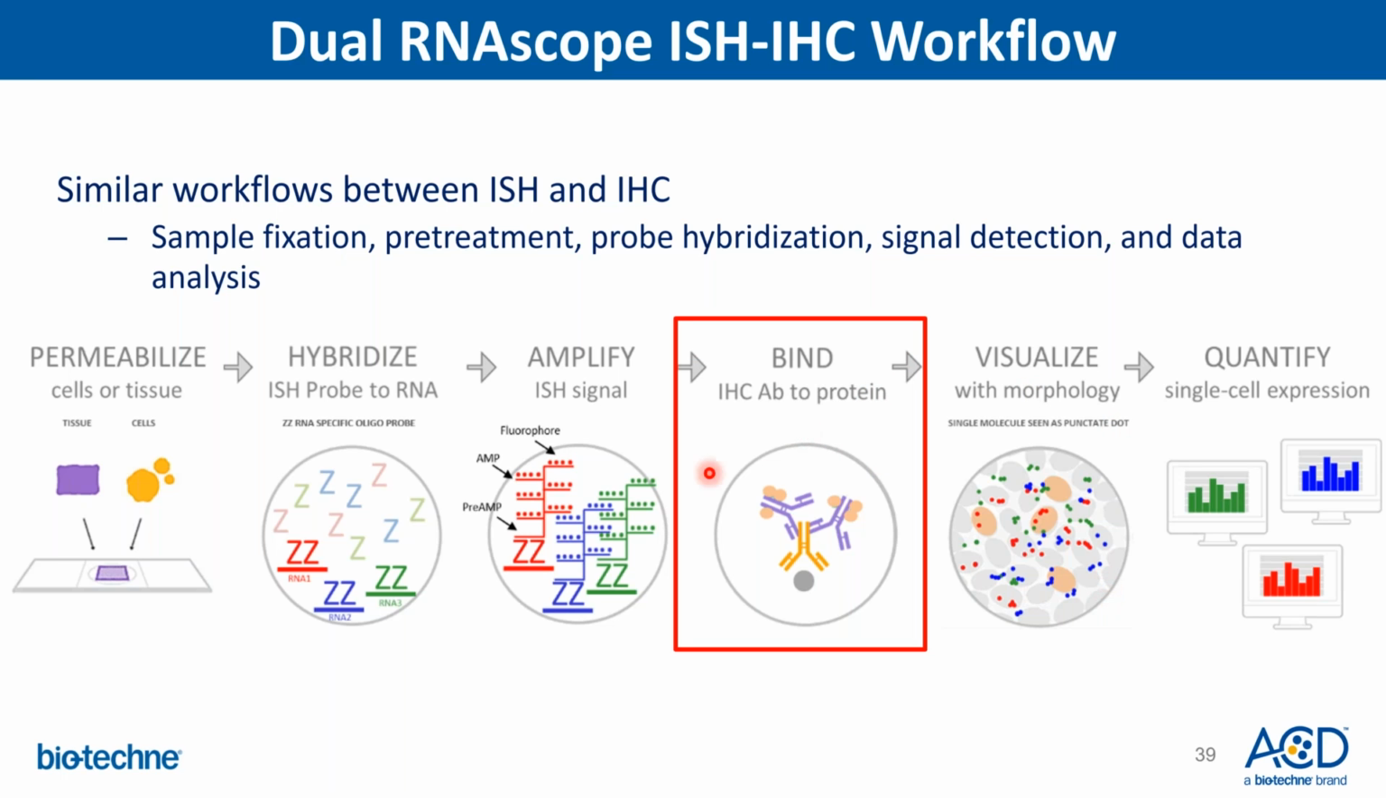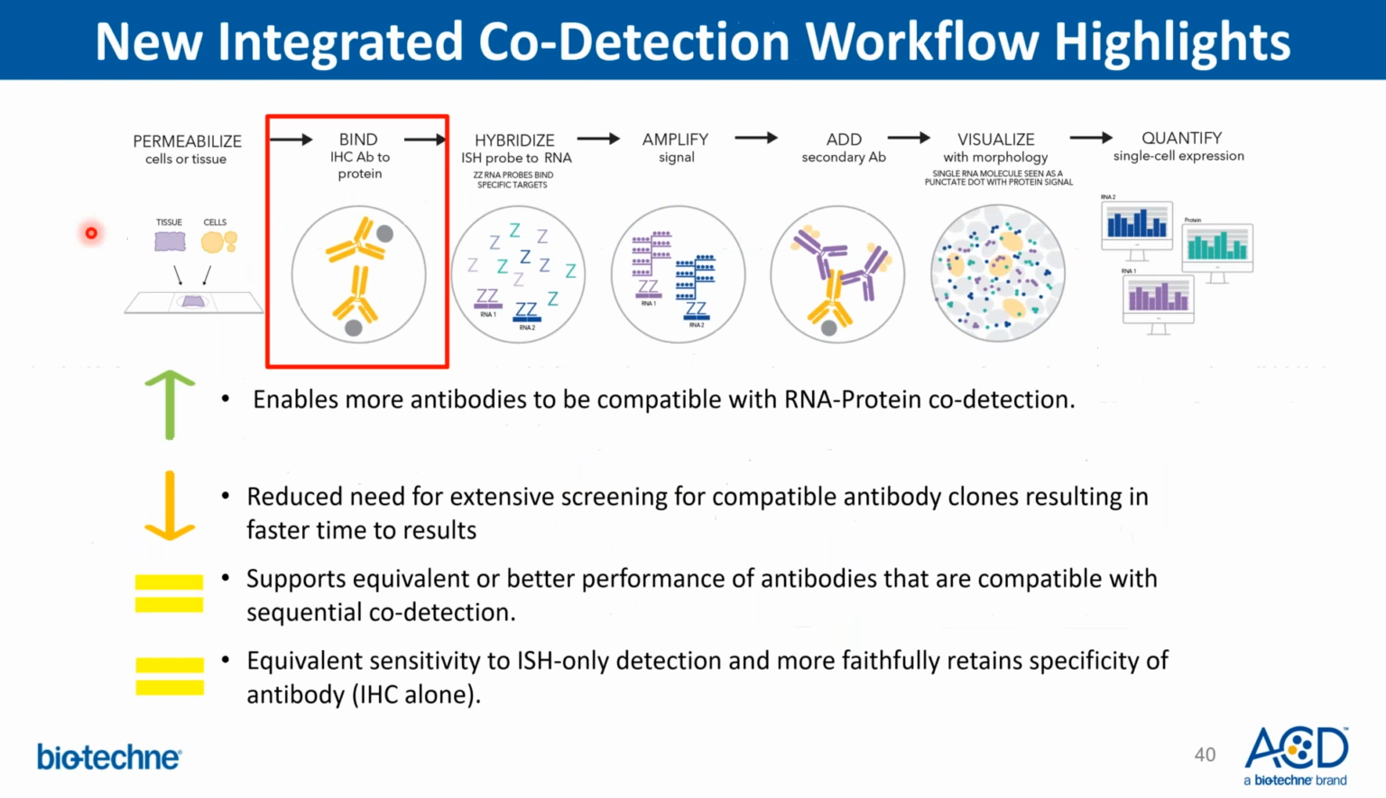The caveat with this workflow was that during the pretreatment step for RNAscope, you have the protease enzyme, which may negatively impact the protein expression of your target gene or the target protein that you're trying to probe using IHC or IF. Therefore, to get around that, we came up with the new integrated co-detection workflow.